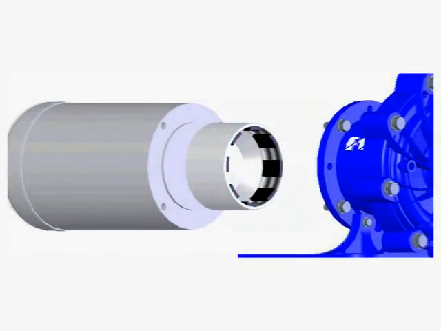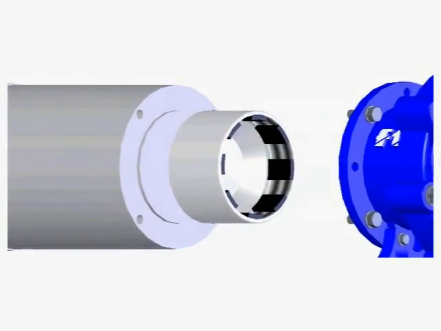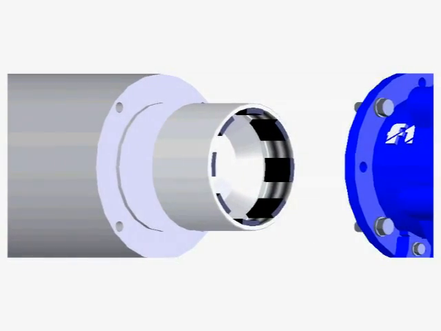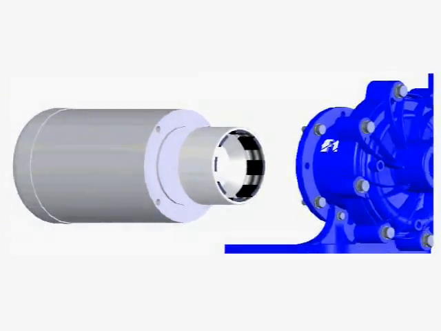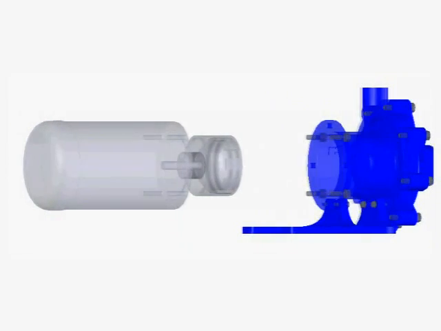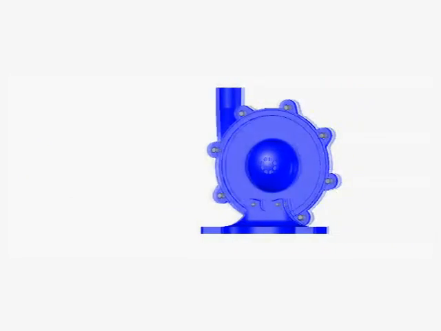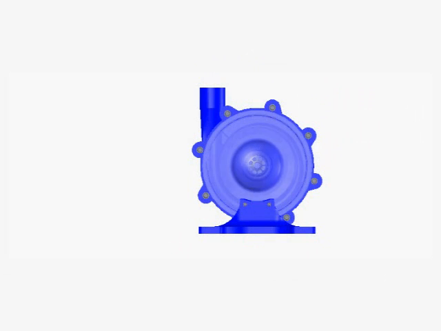Unlike sealed centrifugal pumps, the DB series maintains a closed piping system without the use of a mechanical seal. Powerful rare earth neodymium magnets mounted on the motor shaft transfer the motor's force through a plastic barrier to magnets inside the pump that rotate the impeller.